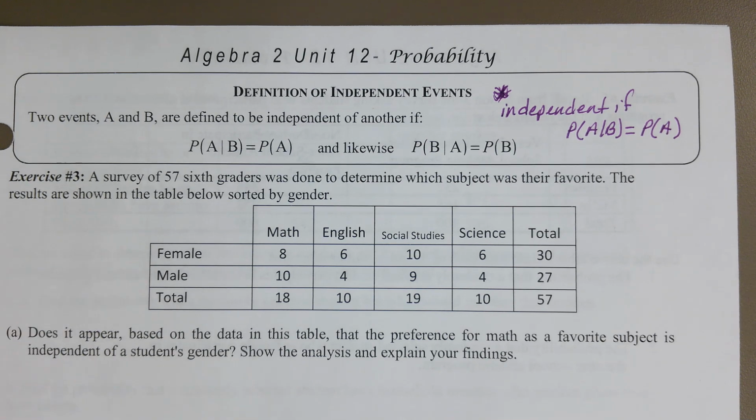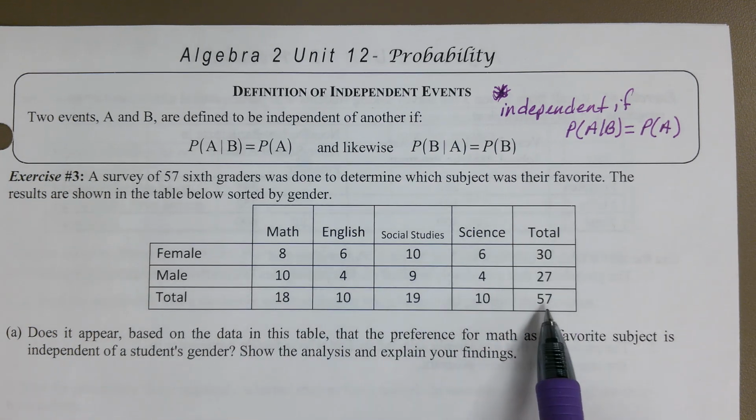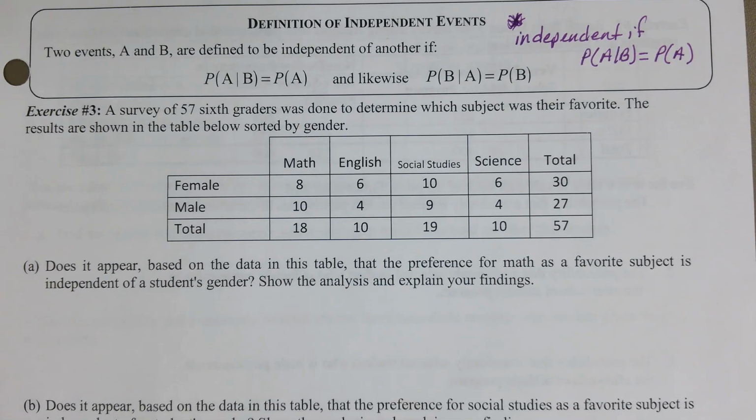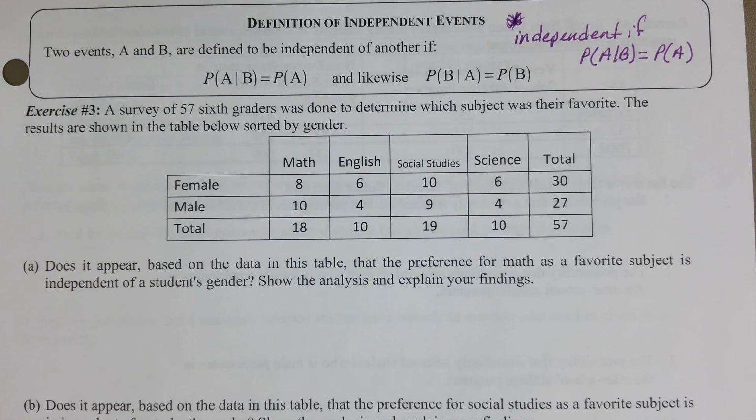Exercise 3, we have a survey of 57 sixth graders was done to determine which subject was their favorite. The results are shown in the table below, sorted by gender. So we have a total of 30 female, 27 male, for a total of 57. And favorite subject, we have math, English, social studies, and science. Our first question, does it appear, based on the data in this table, that the preference for math as a favorite subject is independent of students' gender?